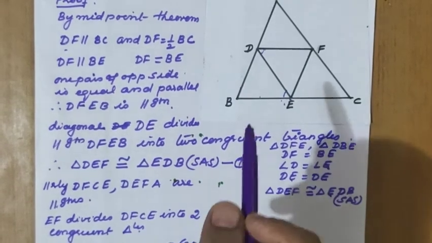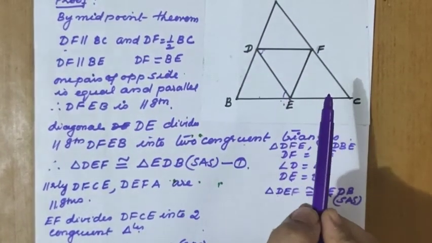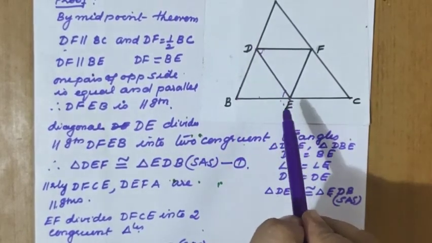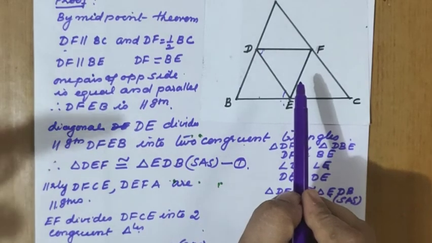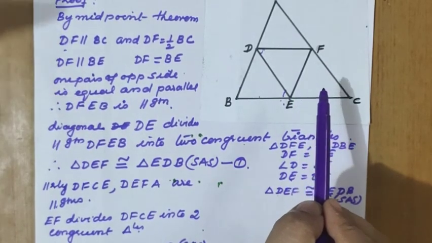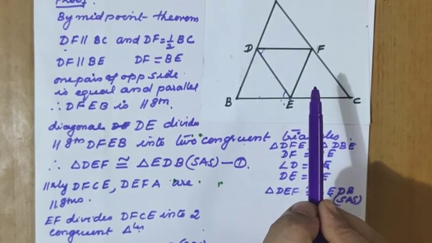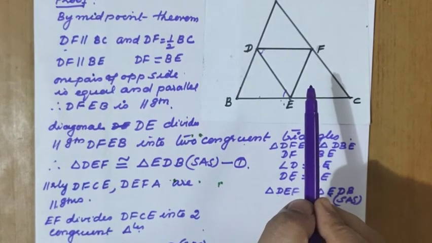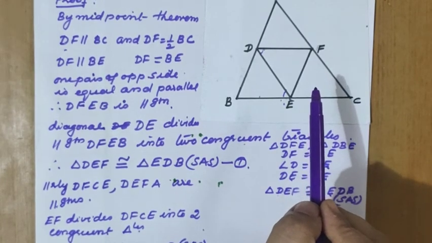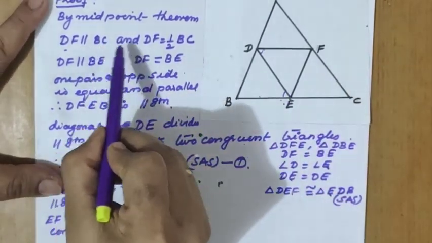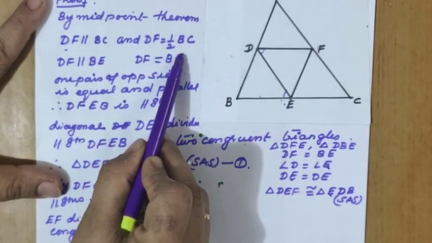Okay. So let me repeat once again. We have got D, E, F are the midpoints of the sides AB, BC and AC. What we have to prove? The triangle ABC is divided into 4 triangles. We are taking the application of midpoint theorem. What is the midpoint theorem? It states that the line segment joining the midpoint of the 2 sides of the triangle is parallel to the third side and half of it.